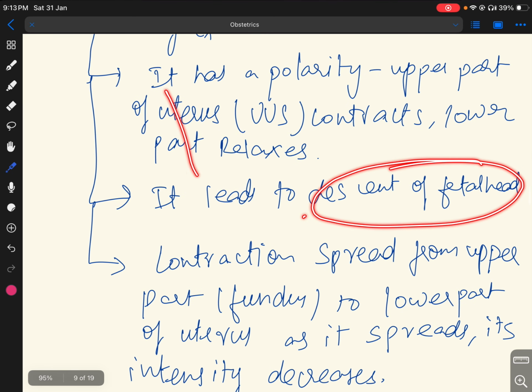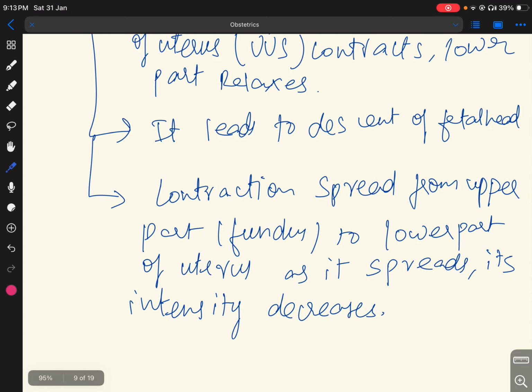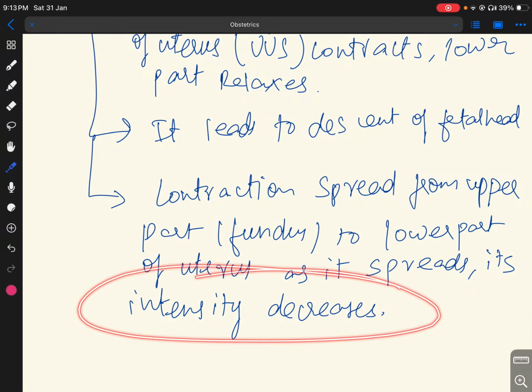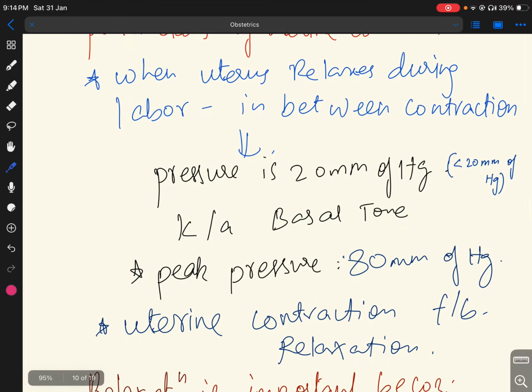So if there is pressure in the fundus and there is relaxation in the lower segment, then it will be pushing the fetus downwards. The contraction spreads from the upper part to the lower part of the uterus. As it spreads, its intensity decreases. It's obvious. What are the parameters of uterine contraction?